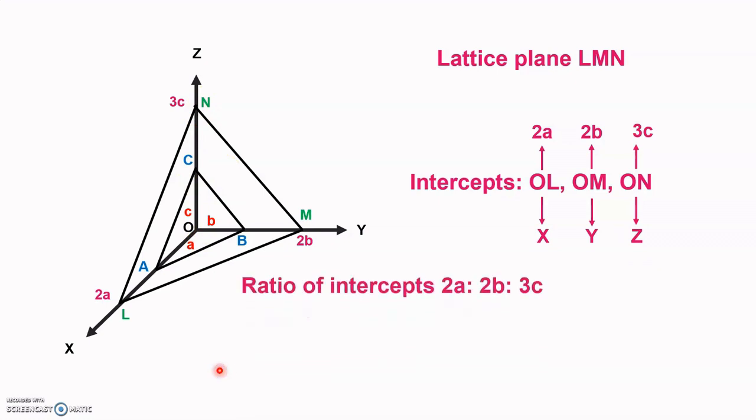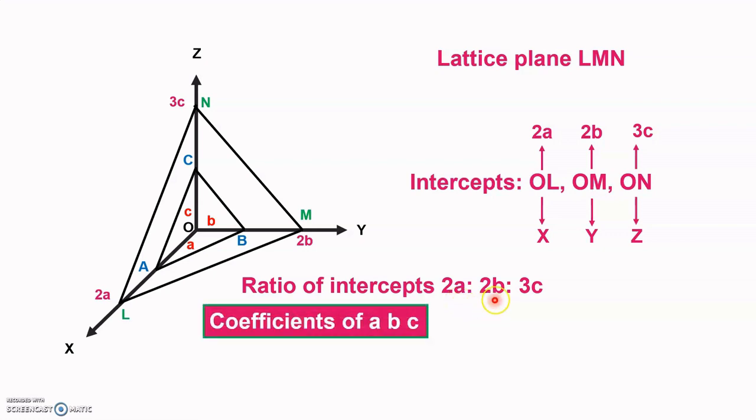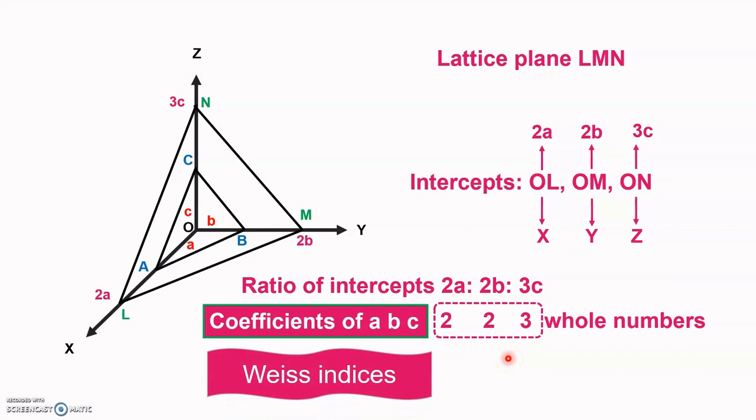The intercepts are in the ratio 2A : 2B : 3C. Here, the coefficients of A, B and C are 2, 2 and 3, and they are whole numbers. The coefficients of A, B and C, that is 2, 2 and 3, are called the Weiss indices of the plane.